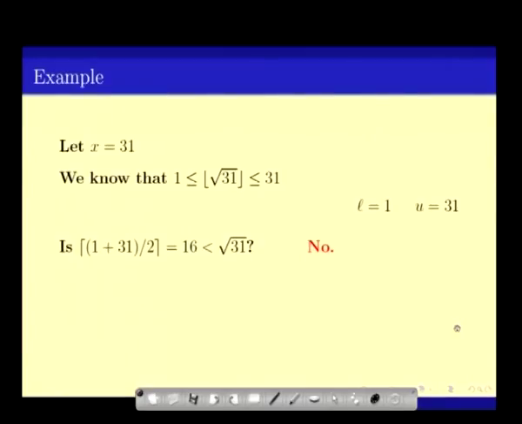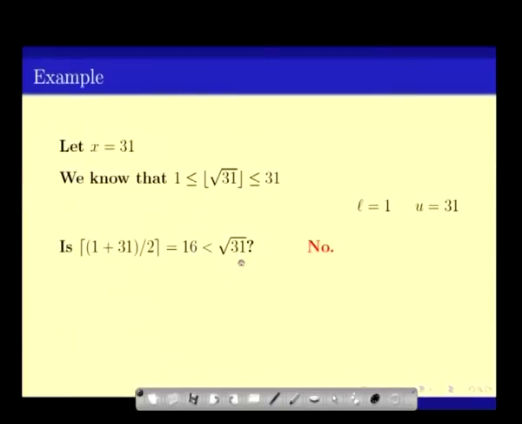Now, what is the next step to do? Next thing to check is the middle of this. Remember, in binary search, we always go to the middle of the upper and lower bound and then make a decision. What is the middle of this? It is 16. And ask, is 16 less than square root of 31? And the answer is no.